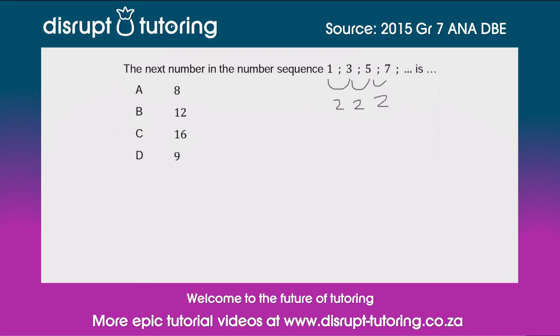And that means that we know that the next number would be 7 plus 2 because the difference is going to be 2. So 7 plus 2 is 9. And is 9 one of the options that's given to us? It is indeed. So we can circle 9 and that would be a mark in the bag.